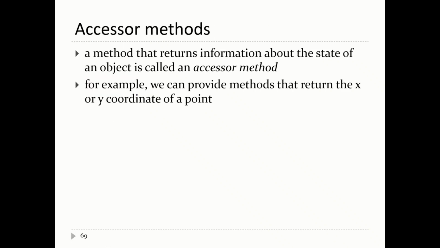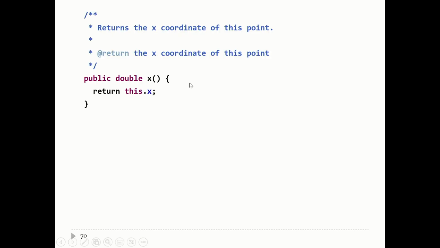Oh, accessor methods, here we go. An accessor method is a method that returns information about the state of an object. These are also called getter methods, so often they'll start with the word get. If you're making a point class, it's probably the case that someone using the class is going to want to get the x and y coordinates. So we need to provide methods that return the x and y coordinates of the point. Not surprisingly, I'm going to call them x and y. So x returns the x coordinate.